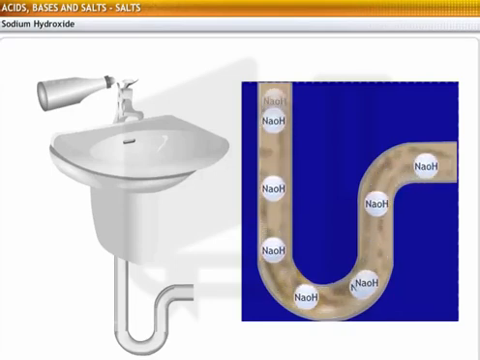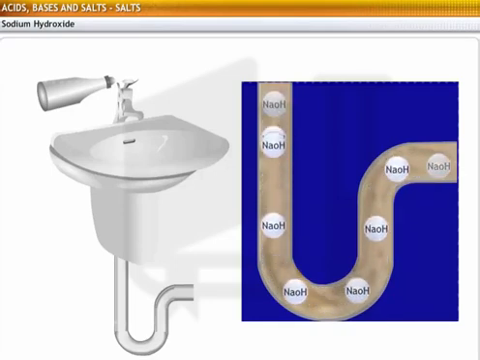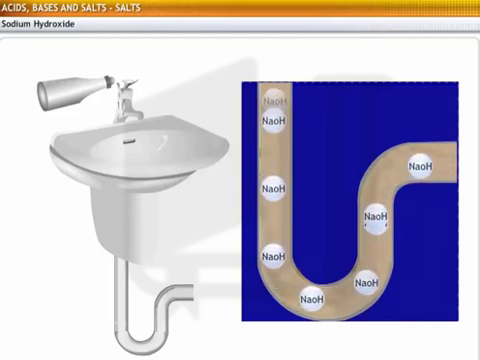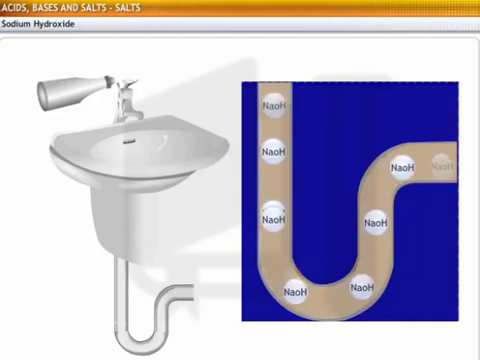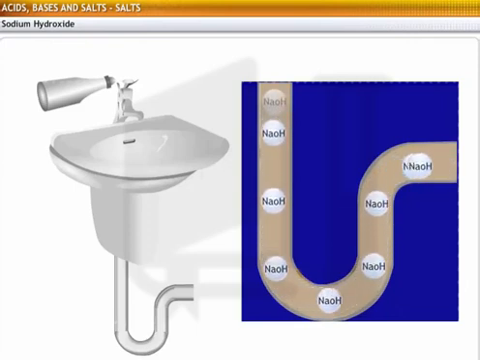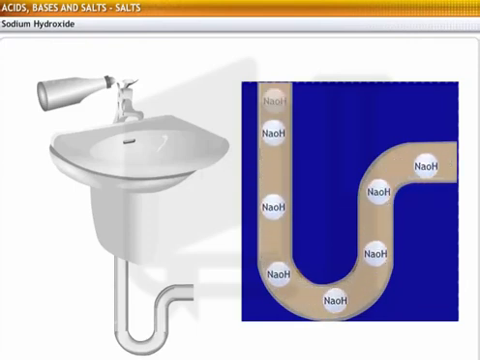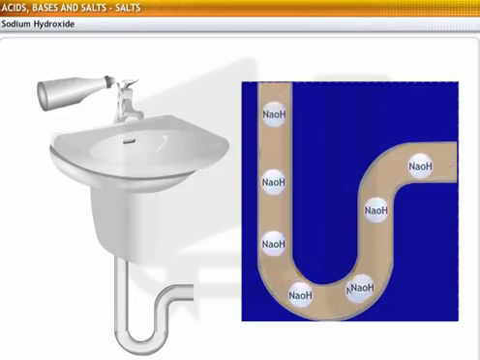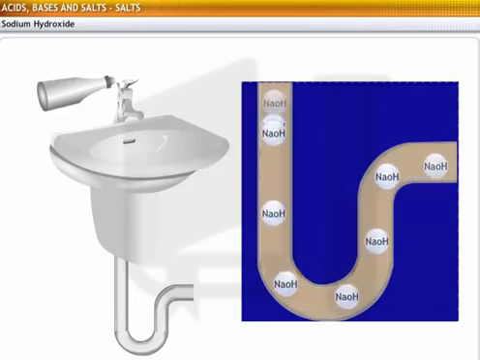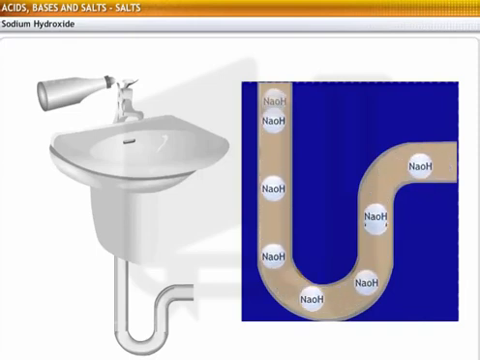Cleaners that contain sodium hydroxide, either as a solid or already dissolved in water, convert the fats to soap, which dissolves in water. In addition, when sodium hydroxide dissolves in water, a great deal of heat is given off. This heat helps to melt the clog.